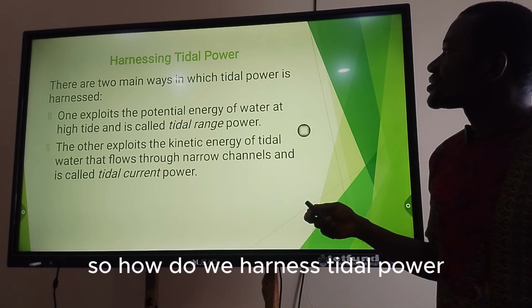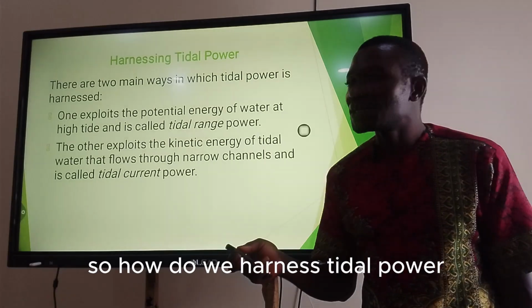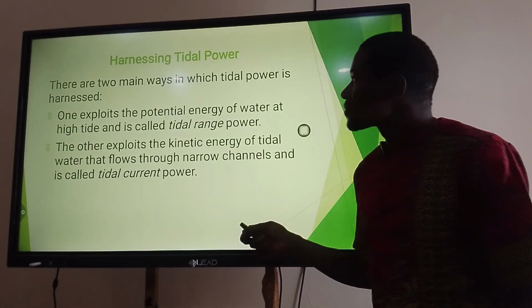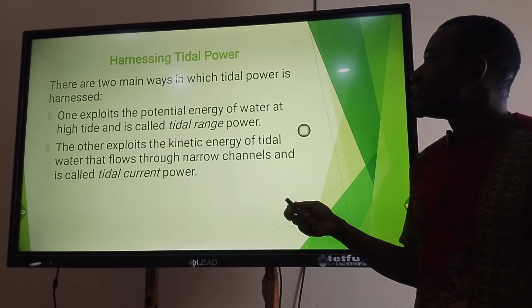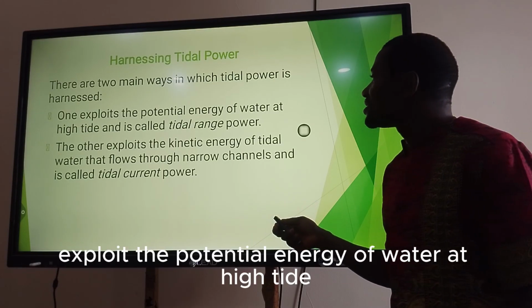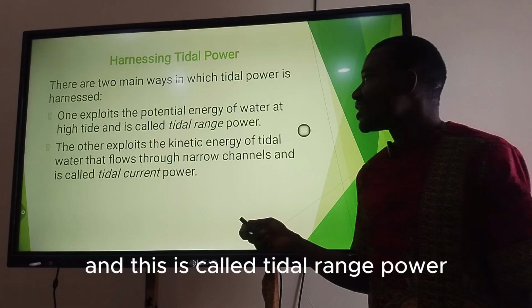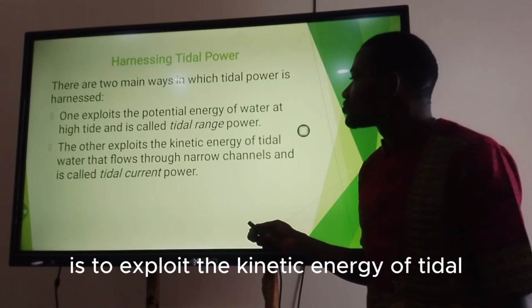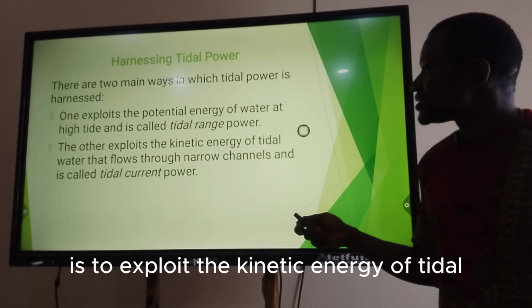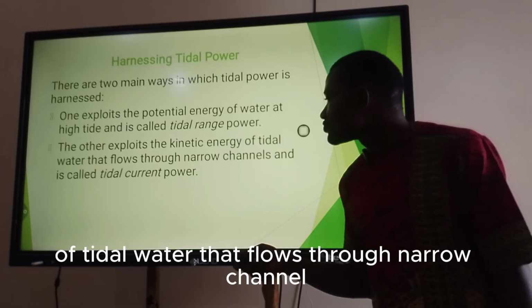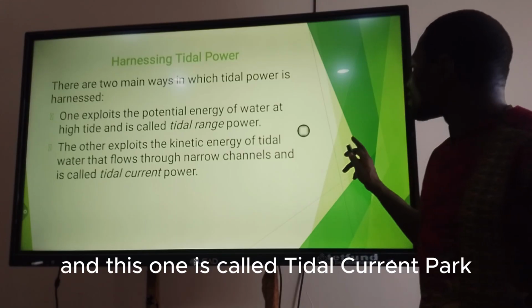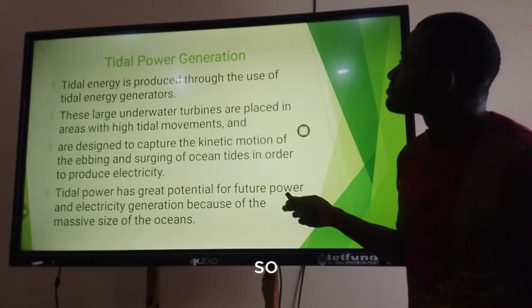So how do we harness tidal power? There are two main ways in which it can be harnessed. One is to exploit the potential energy of water at high tide, and this is called tidal range power. The other one is to exploit the kinetic energy of tidal water that flows through narrow channels, and this one is called tidal current power.